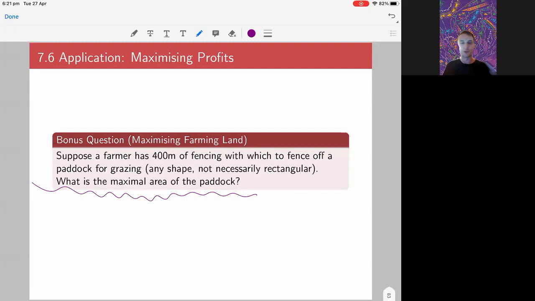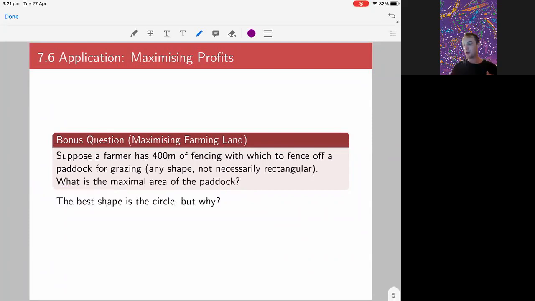Now, I'm sure you all know what the answer to this is, but just for my sanity, please just quickly type in the answer. Circle, yep. Okay, I presume no one else is going to answer that. Yes, the answer is a circle, but now my question is why? How could you prove to me that the circle is the best choice here?